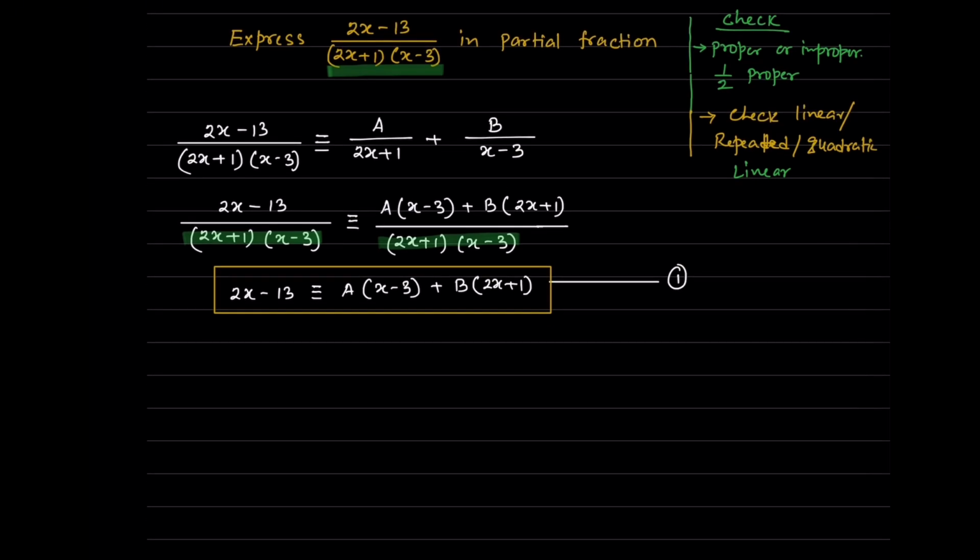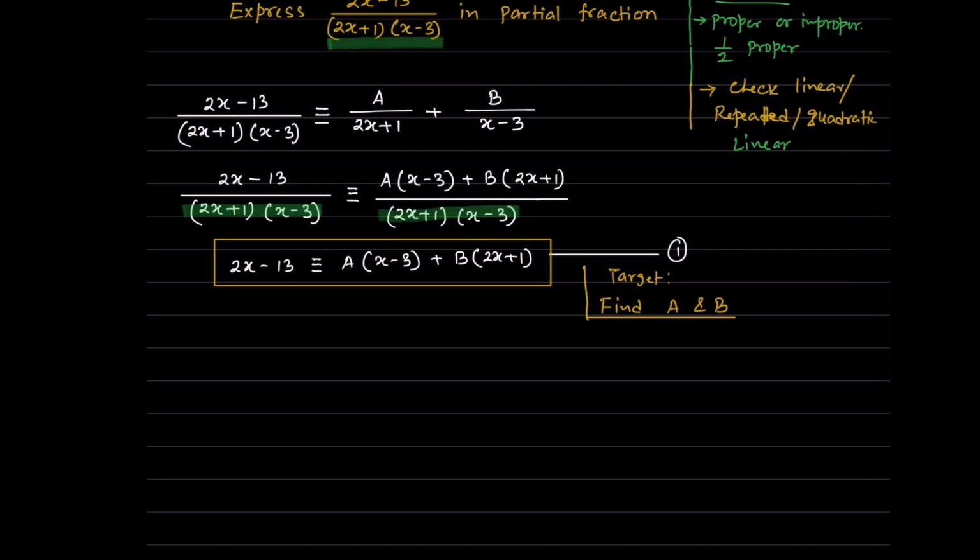Now the next step, the second step. In the second step, our target is to find a and b. That is our target, okay? So how to find this a and b? To find a and b, we can do like this. Take one factor at a time.